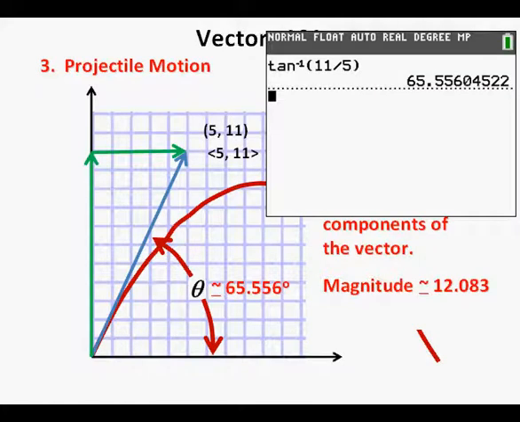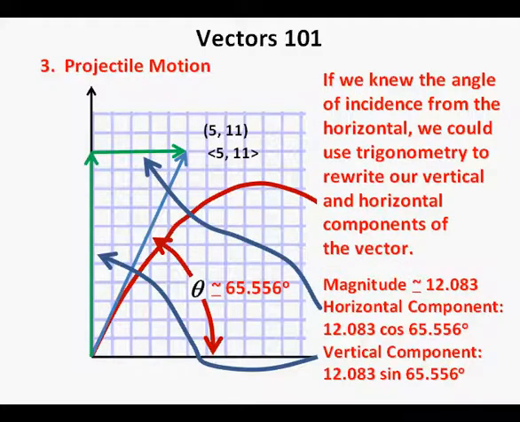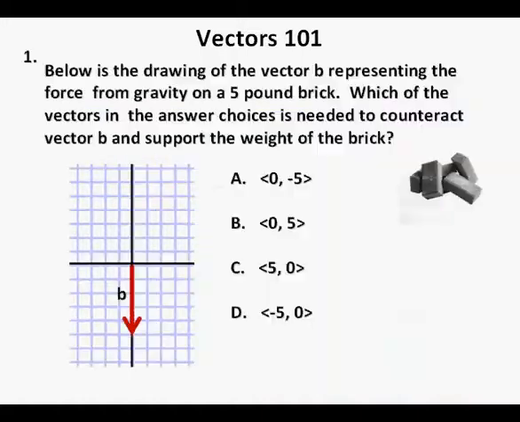I found this angle, as shown in the calculator screen image, by taking the inverse tangent or arctangent of 11 over 5. And now with a magnitude of 12.083 and an angle of incidence of 65.556 degrees, we can rewrite the vertical and horizontal components of our vector as follows. The vertical component is 12.083 times the sine of 65.556 degrees, and the horizontal component is 12.083 times the cosine of 65.556 degrees. Now we'll conclude this beginning lesson on vectors by looking at some fairly simple problems involving vectors.